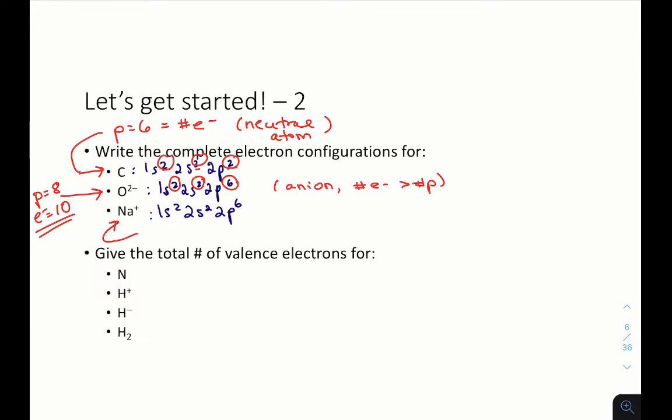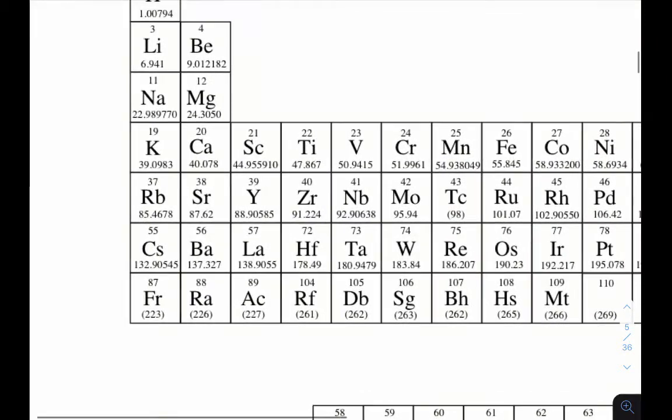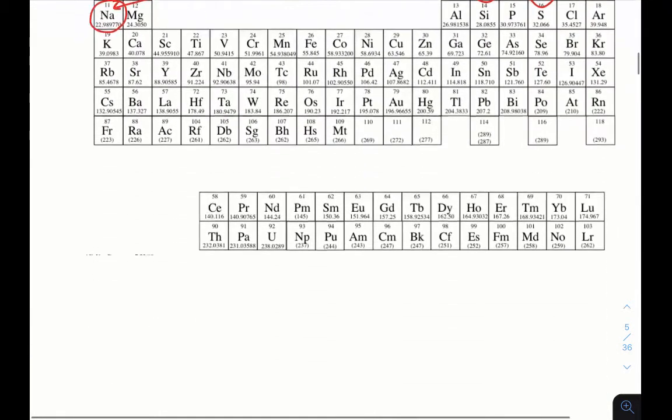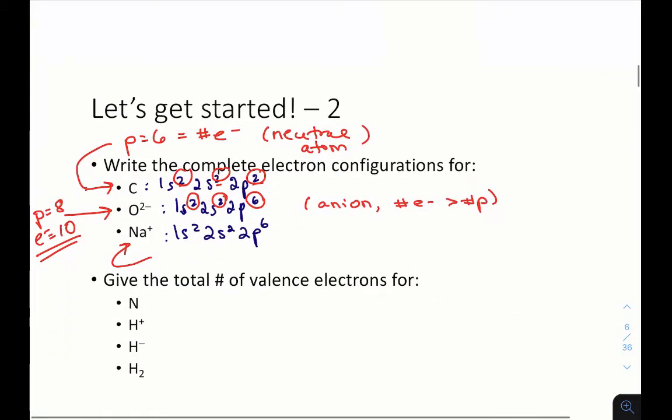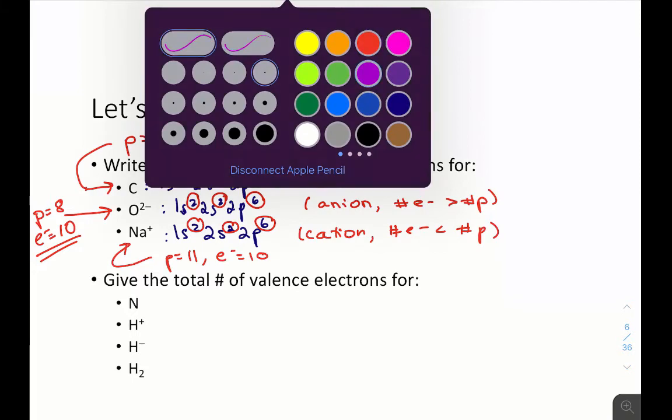Next up, the sodium cation. Sodium has an atomic number of 11. That means that every atom of sodium has 11 protons. A neutral atom will also have 11 electrons. However, this is an ion of sodium, which has a positive charge, a +1 charge. That means that there is 1 fewer electron than protons. So this sodium ion has 10 electrons, so it has the exact same electron configuration as oxide.